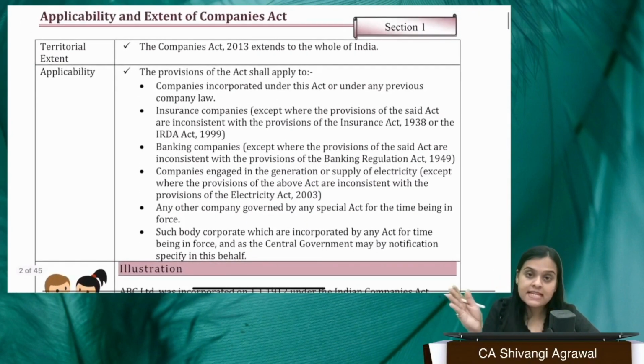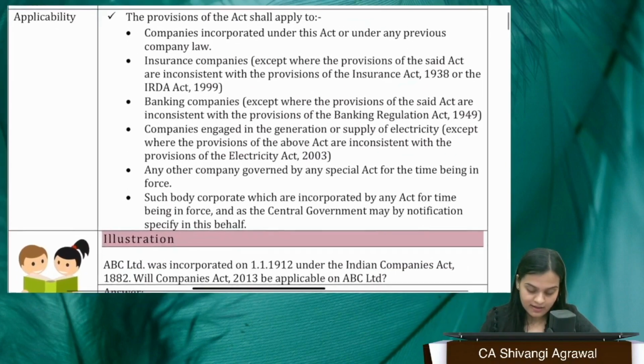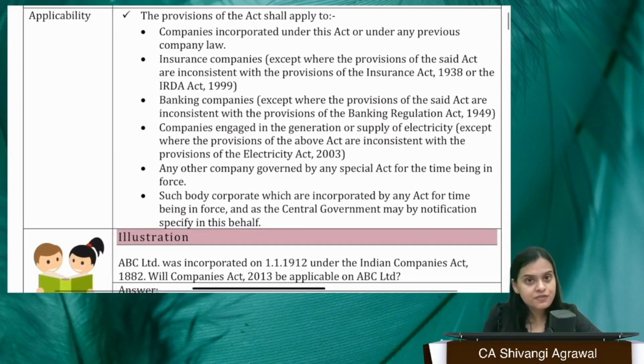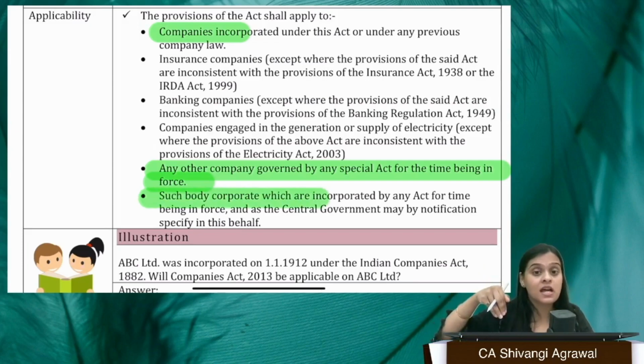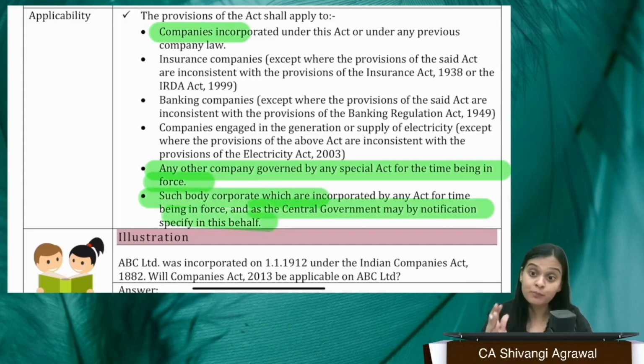When I talk about extent and applicability, the Companies Act extends to the whole of India. Applicability on the different types of companies: the Companies Act applies to all the companies which are registered under this act or previous company law. It also applies to some companies which are governed by a special act for the time being in force, and it also applies to some body corporates which are not companies but have been notified by CG in this behalf. So the Companies Act also applies to certain body corporates.